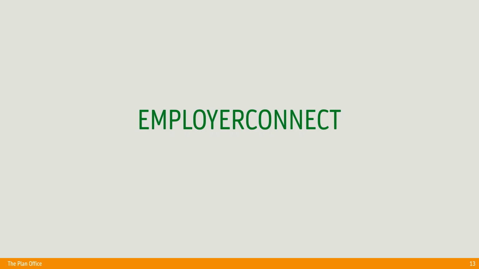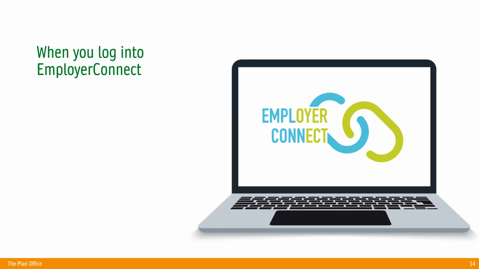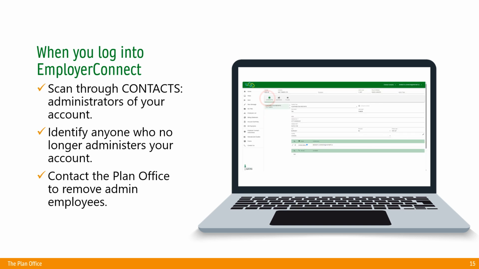Now we'll move on to EmployerConnect. When you log into your EmployerConnect account, it's good practice to review some key areas. On the left side of your screen, you'll see contacts. These are the employees who have administrative rights to your account. If an employee responsible for remitting contributions, adding employee information, or making status changes leaves their position, you need to ensure they are removed from the list so they no longer have access to your account and your employee's personal information. Please make sure to contact the plan office to delete contacts.